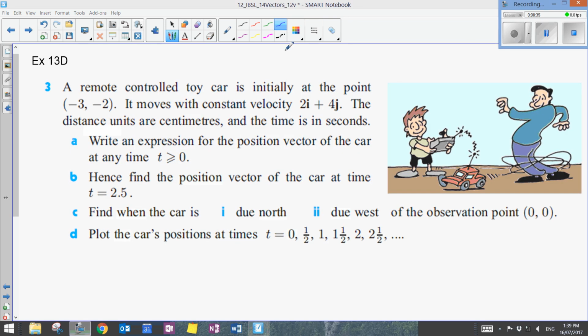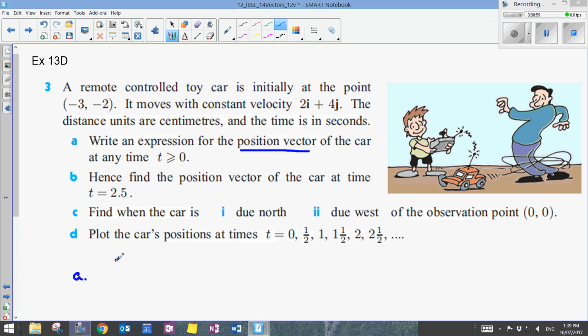All right, guys, number 3 from your section 13D. I'm going to set up a few of these with you. However, I'll leave most of this for you guys to try. A remote-controlled toy car is initially at the point -3, -2. It moves with a constant velocity of 2i plus 4j, and the distance units are centimeters. The time is in seconds. So write an expression for the position vector of the car.